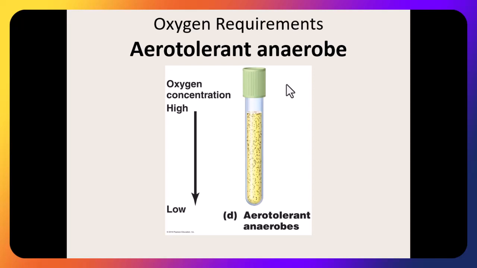They don't grow happily where there's lots of oxygen. They don't grow happily where there's no oxygen. They just tolerate it. If it's around, great. I don't care about you. And so we see them just growing uniformly. We don't see them anywhere in specific. Oxygen has no requirement.